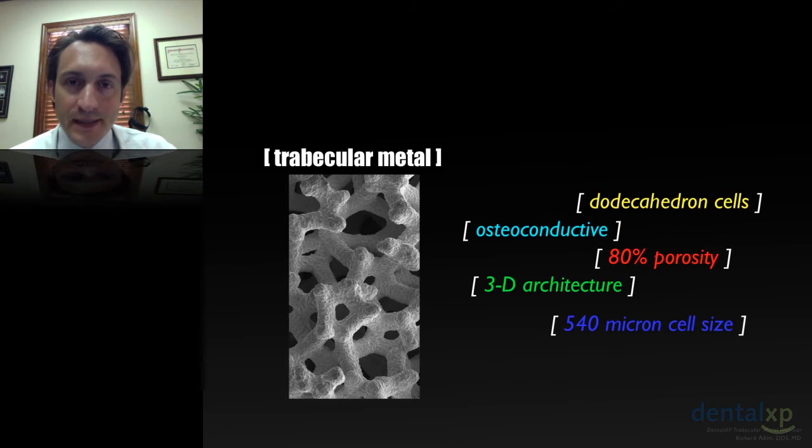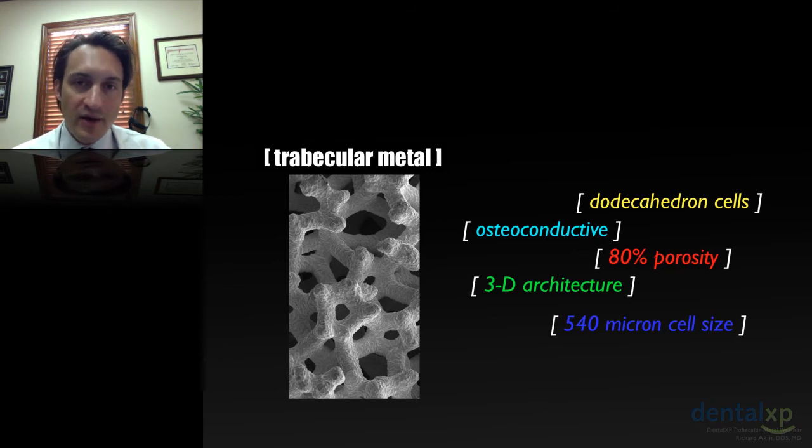Trabecular metal: a few other things about it. It's a very osteoconductive material. It has this interesting 3D architecture. Understand that the porosity is about 80%. That's a very porous material, and the cells are in a dodecahedron pattern, which is a 12-sided pattern.